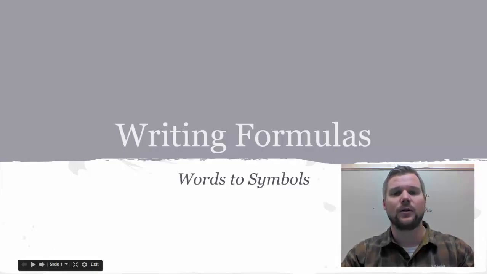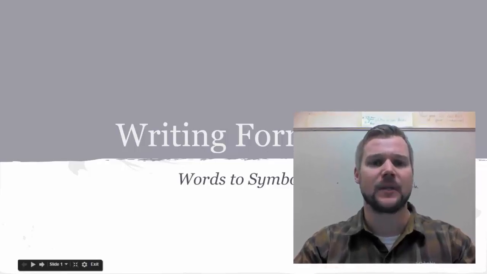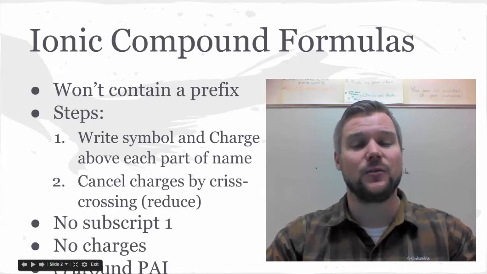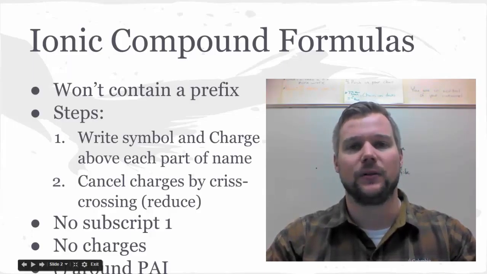All right, welcome back. We're going to look at writing formulas coming from a name of a substance. Words to symbols is our goal for today. So we're going to talk about two specific types of names. We're going to look at ionic names and also covalent names.